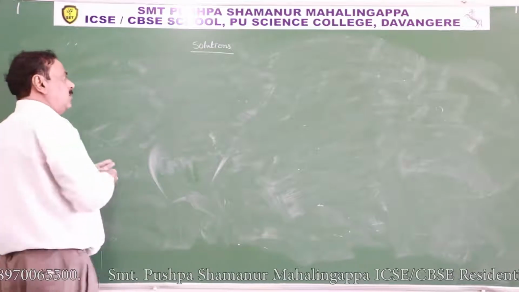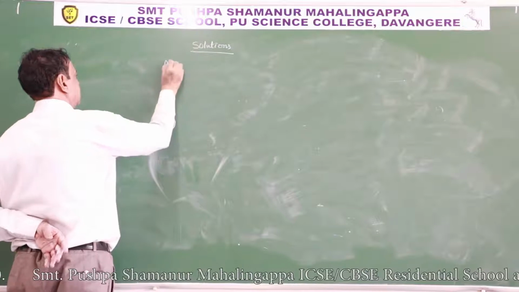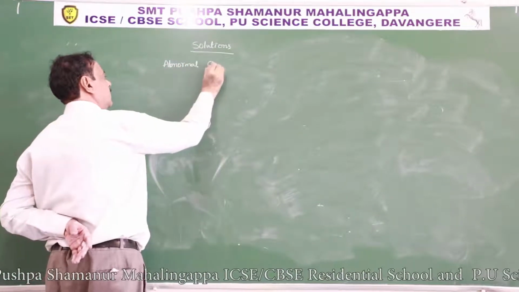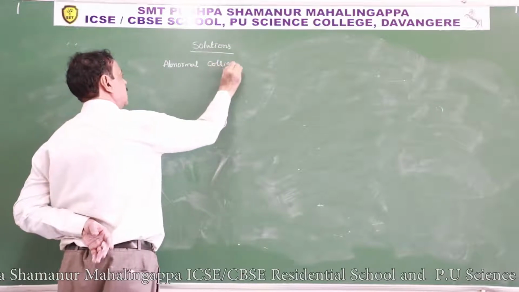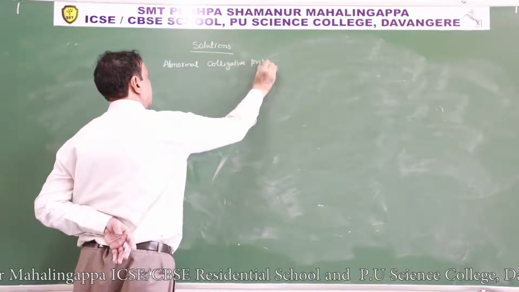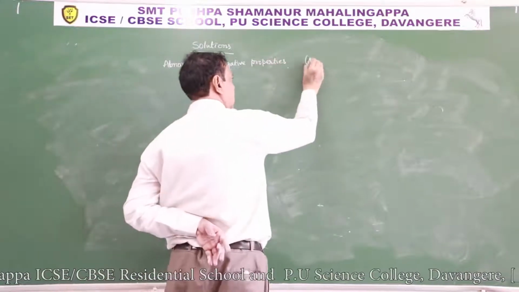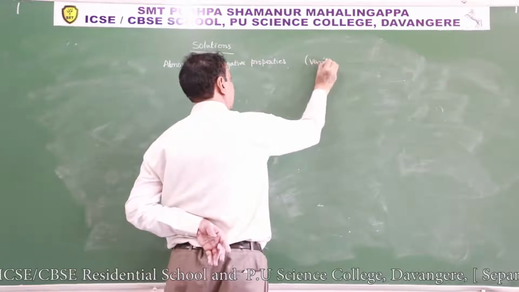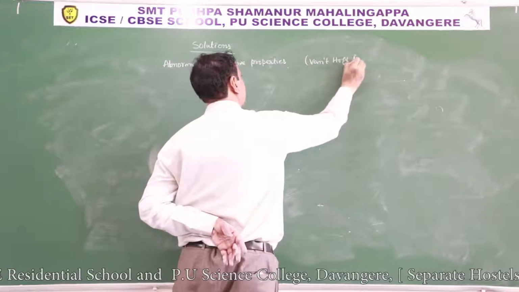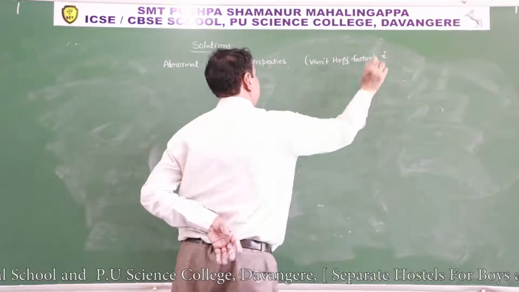Next one is abnormal colligative properties, van't Hoff factor. Here we are introducing the van't Hoff factor, that is, we call it i.